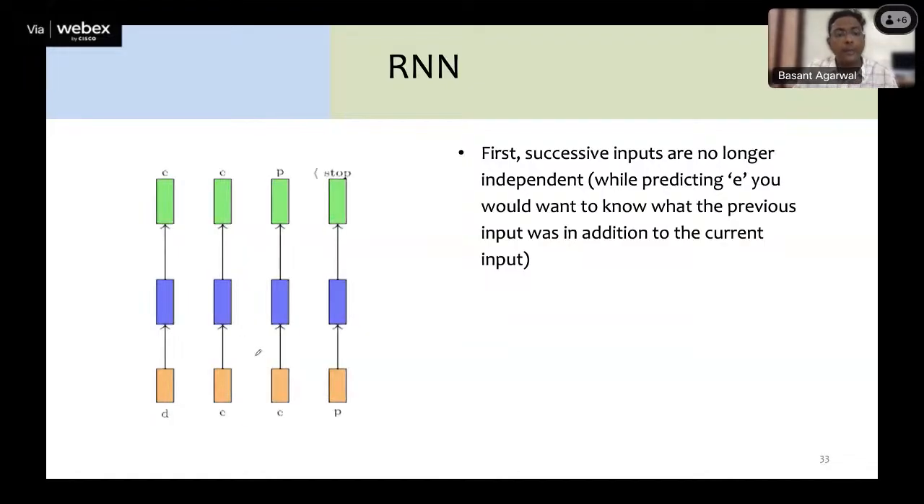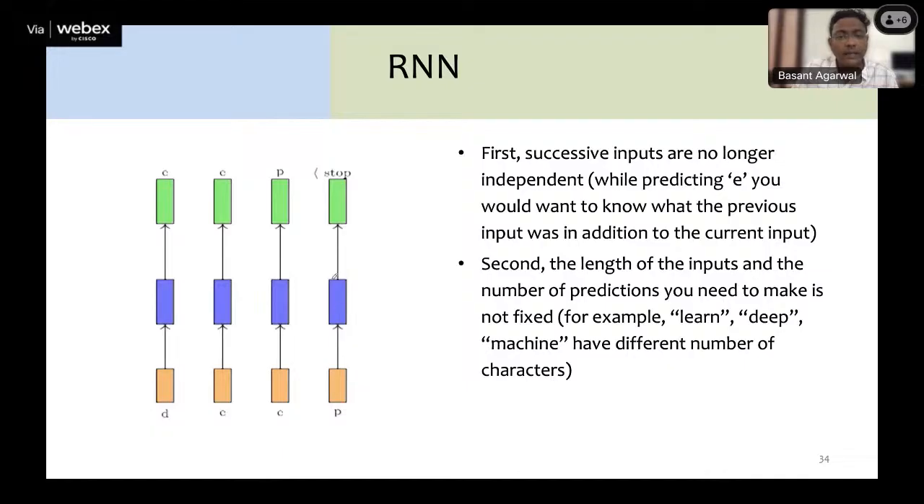So next, after P, let's say we give P and now it detects stop. So this becomes a complete word by the character prediction. Okay, so the second thing we can observe here is that the length of the input is not fixed.